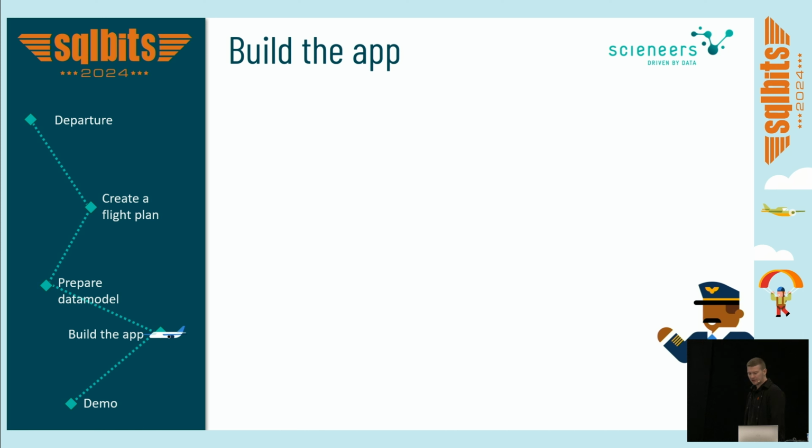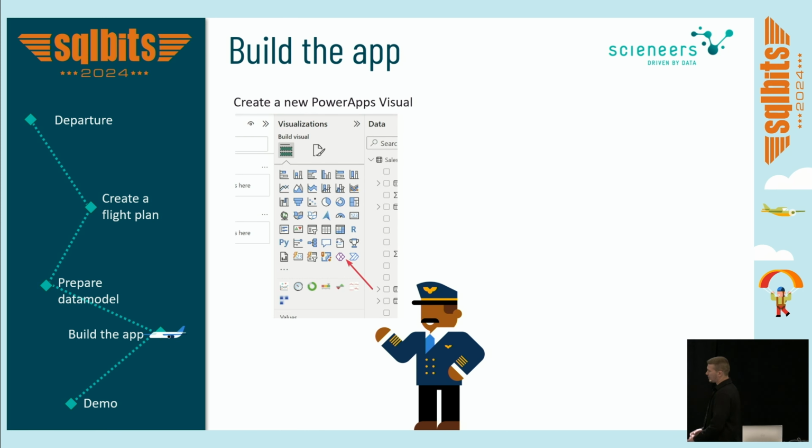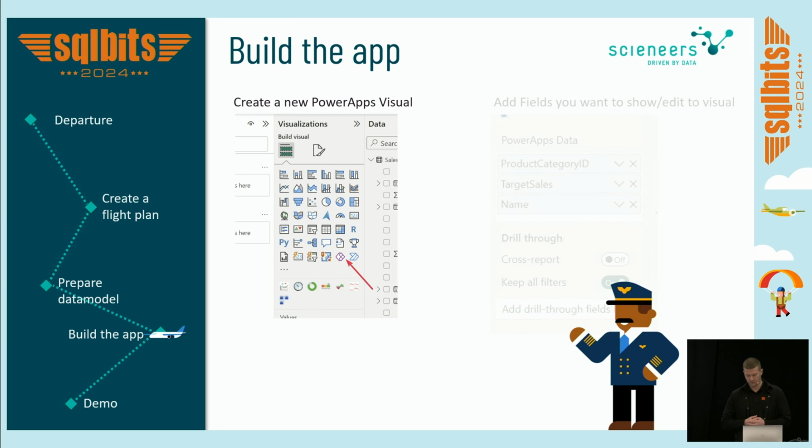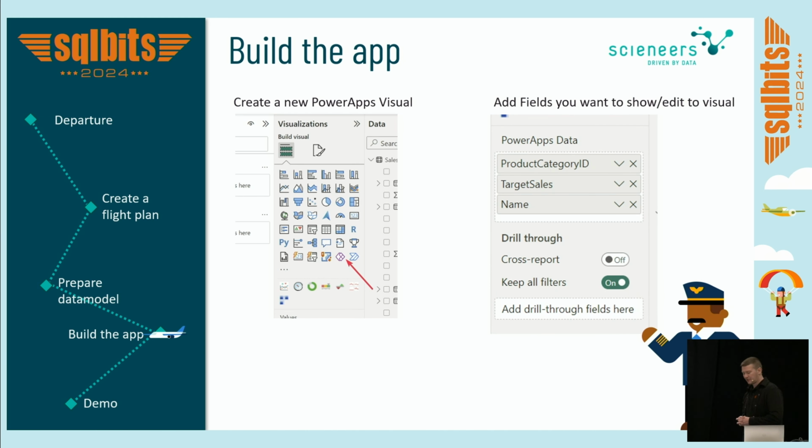So once you have that, we are ready to start. What you will do is open your dashboard or your model in Power BI Desktop, and then there is a PowerApps visual. It's a standard visual. It's always been there. You've probably seen it before. You will add that visual to your canvas, and then it's also a bit confusing.